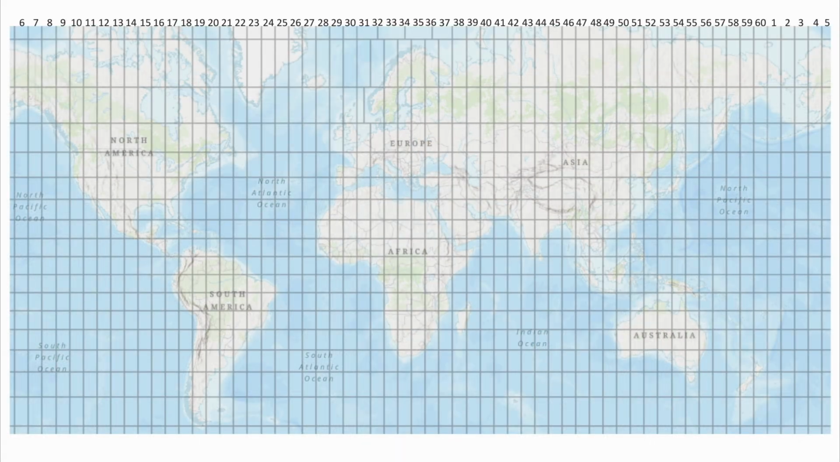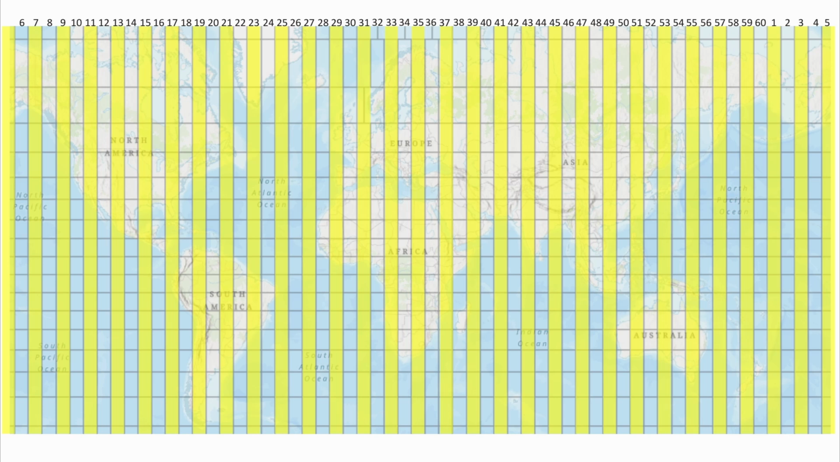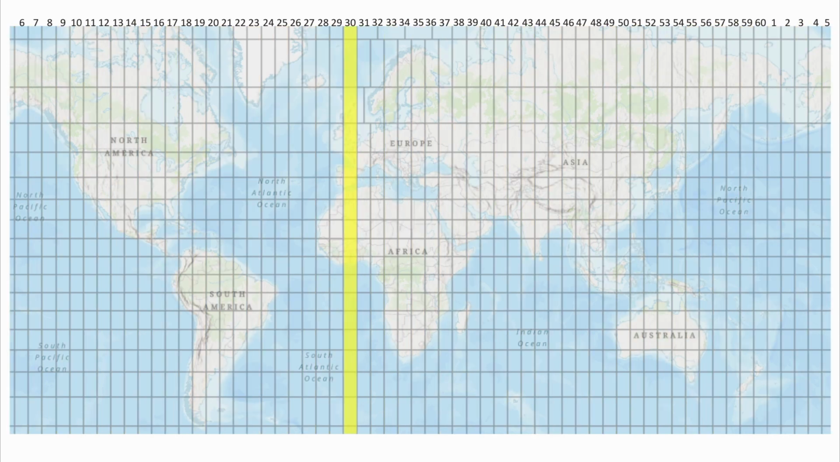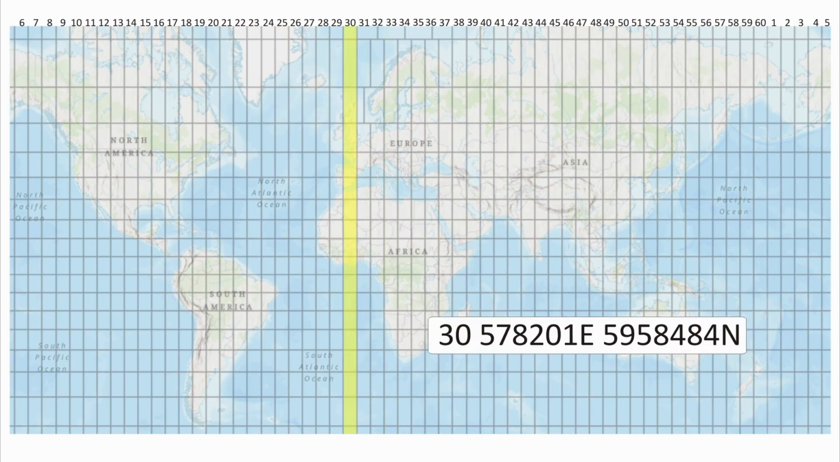Now, if you remember, I said that to identify our crater on the moon, the first thing we had to do was identify which map we were using, and it's the same with UTMs. So the UTM system divides the world into 60 zones, which stretch almost from the North and South Poles, and each zone has a number. So at the moment, I'm in zone 30. So my full UTM is 30, 378,201 east, 598,5484 north.